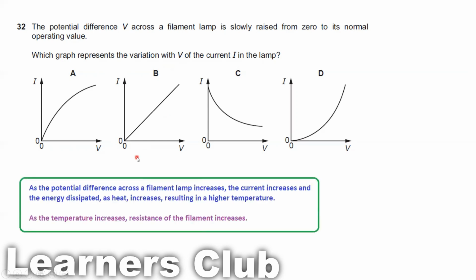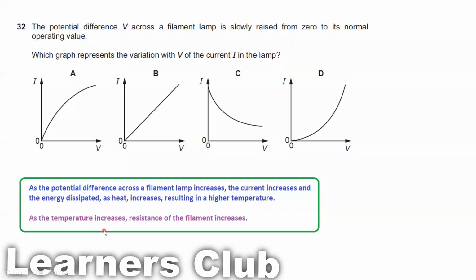You should know one thing. When the potential difference across a filament lamp is increased, then the current also increases. If current increases, the energy dissipated as heat will also increase. So if heat is increased, then the temperature is increased. Temperature is increased means resistance of the filament lamp is increased.